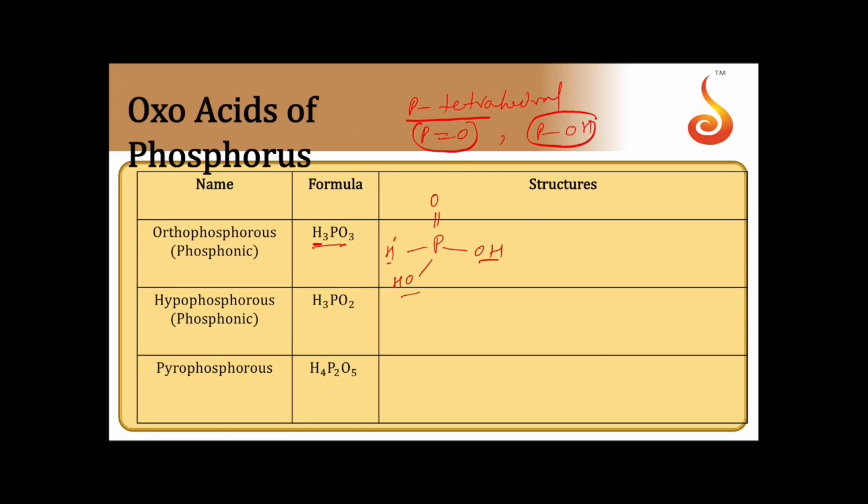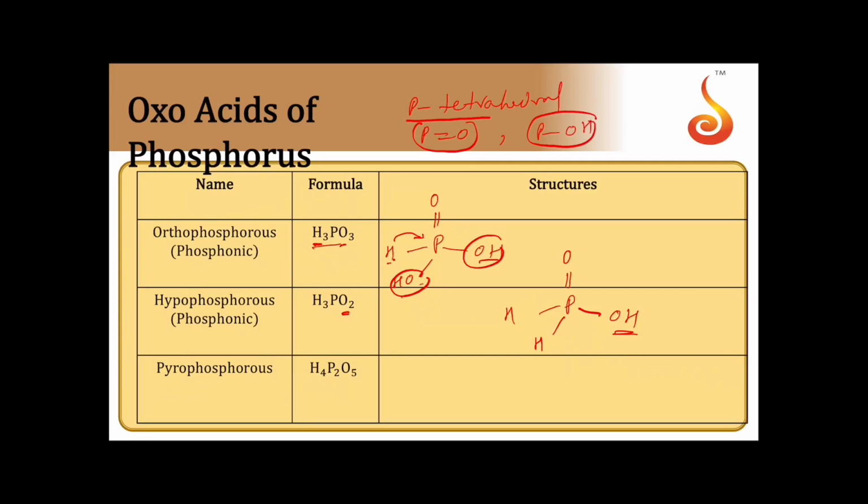Hydrogen bonded to phosphorus is responsible for the reducing property of the molecule. OH groups are responsible for acidic properties, and the basicity of this acid is only 2 because we have only 2 OH groups. Then comes hypophosphorus acid. Again phosphorus has one double bond O and must have one OH group. With this, two oxygens are used up. Two hydrogens remain, so two more hydrogens are bonded to phosphorus. So it is only monobasic in nature.